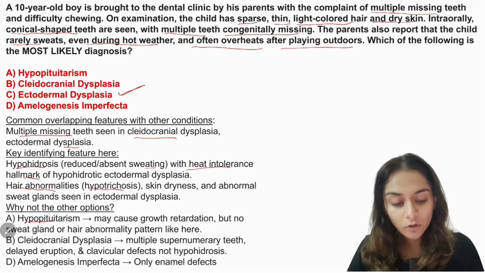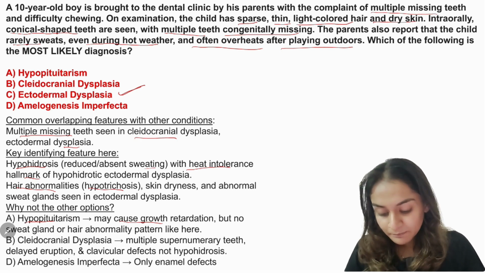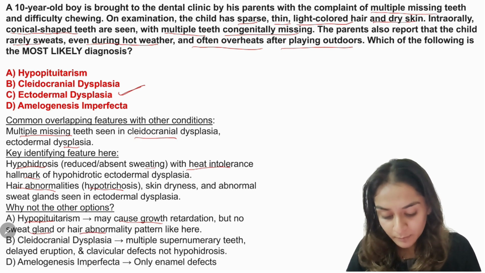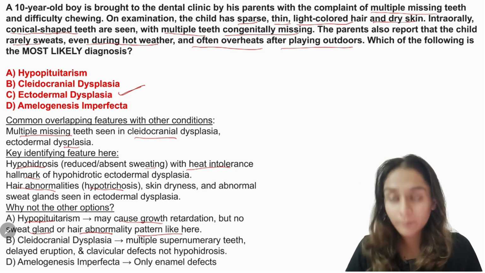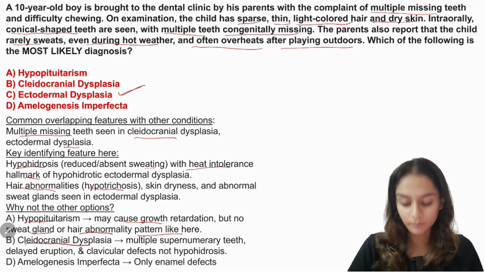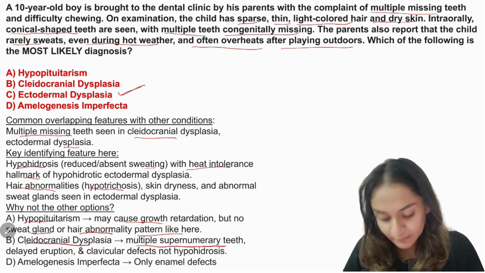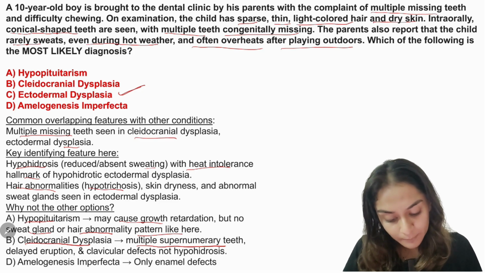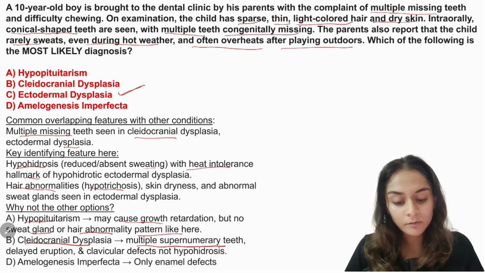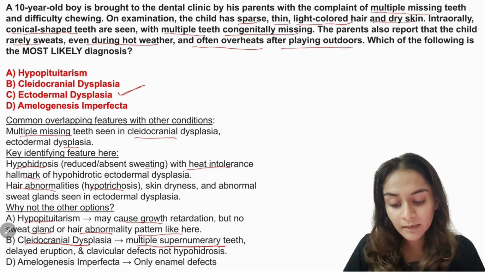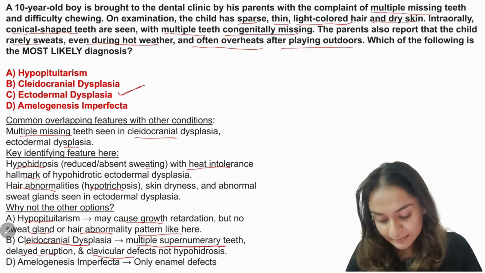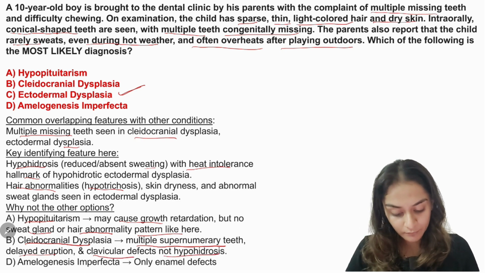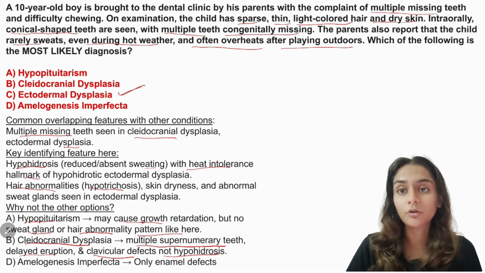Now why are your other options incorrect? In hypopituitarism, there may be growth retardation, but the sweat gland or hair abnormality pattern is not seen over here. In cleidocranial dysplasia, there will be multiple supernumerary teeth, whereas it has been mentioned that the patient had multiple teeth congenitally missing. And there will be delayed eruption and clavicular defects but no hypohidrosis.